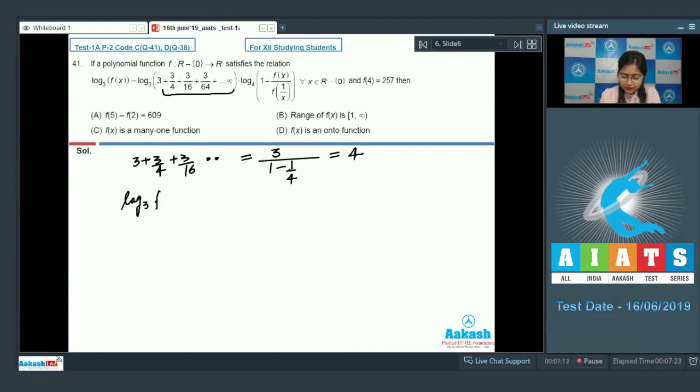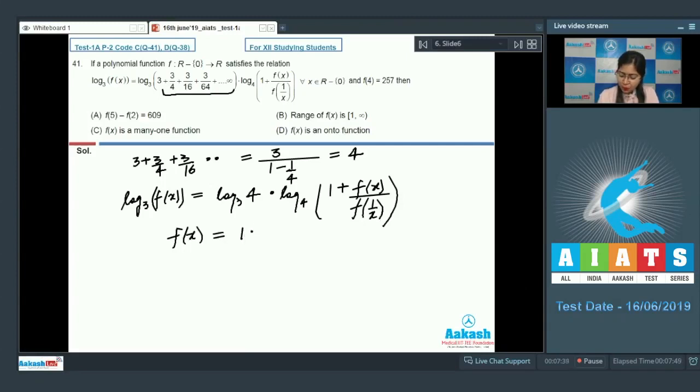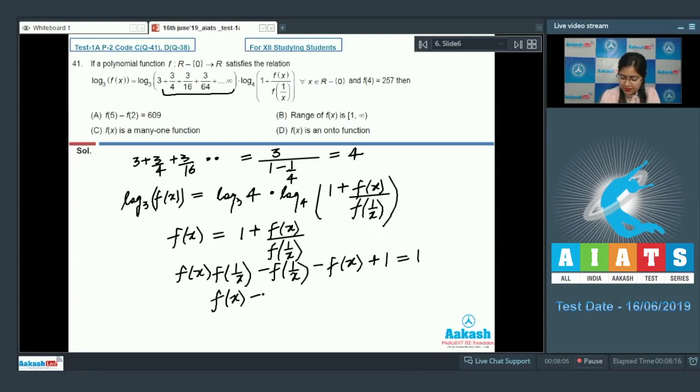So, we have log to the base 3 of f(x) is equal to log to the base 3 of 4 multiplied with log to the base 4 of (1 plus f(x)) divided by f(1/x). So, we can write directly f(x) equal to (1 plus f(x)) divided by f(1/x). So, multiplying by f(1/x) on both sides, we will get f(x) into f(1/x) equals 1 plus f(x). Subtracting f(1/x) and f(x), let's add 1 on both sides. So, from here we can see (f(x) minus 1) multiplied with (f(1/x) minus 1) is equal to 1.